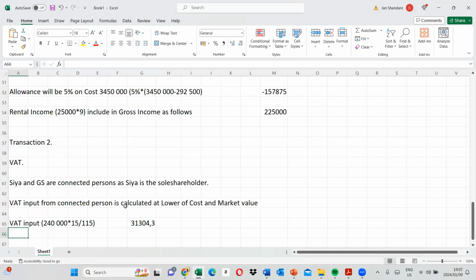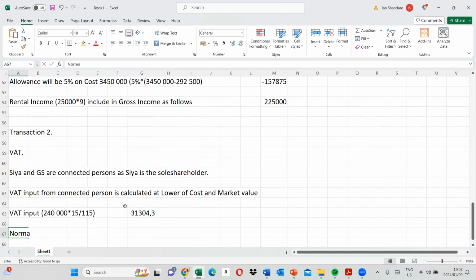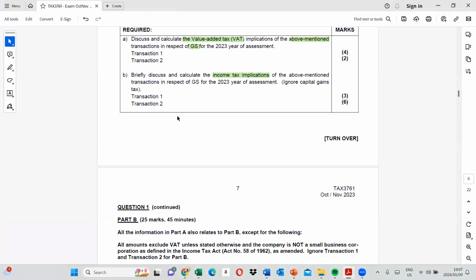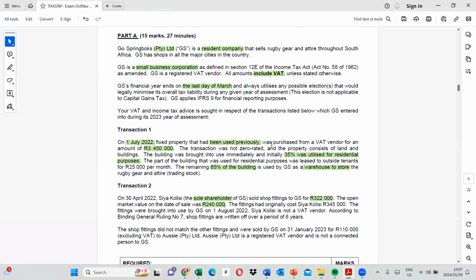Right, so that's what we have as our VAT input that comes with the first transaction. All right, and then let's now look at normal income tax. What is the normal income tax that comes with transaction 2?